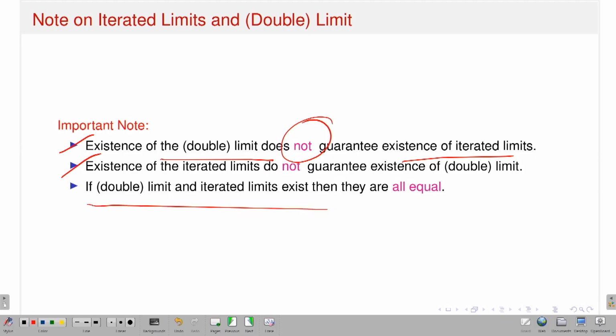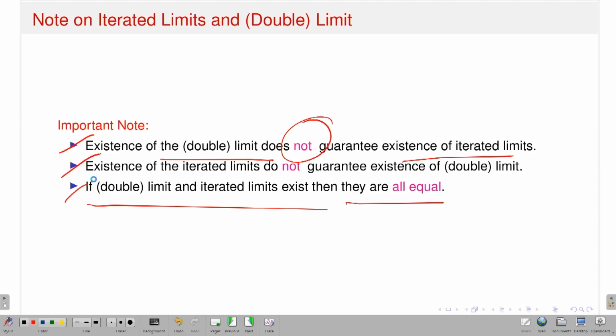And finally, third, if the double limit along with the iterated limit exists, then they are all equal. That means the value of the double limit is exactly equal to the value of the iterated limits. So this is very important. Existence of iterated limits will not guarantee the existence of the double limit. Existence of the double limit will not guarantee the existence of iterated limits. However, if the double limit exists and the iterated limit exists, then all values are equal. That means the value of the double limit is exactly the same as the value of the iterated limits.